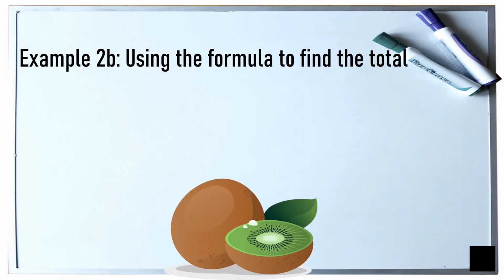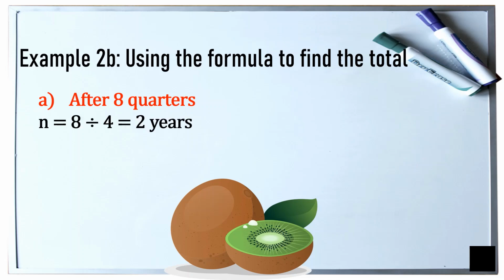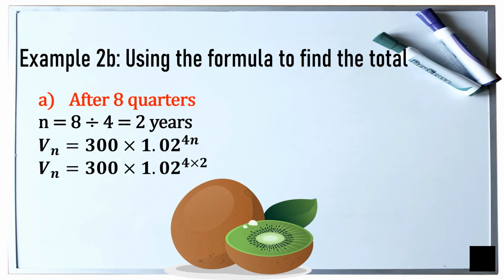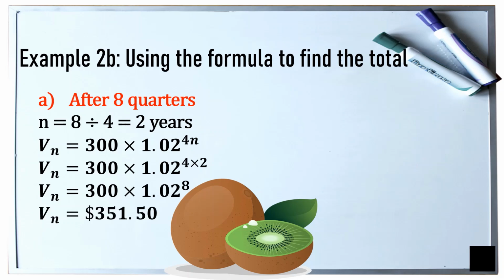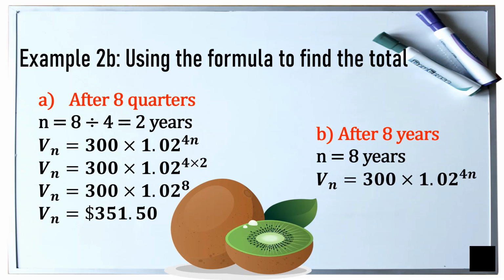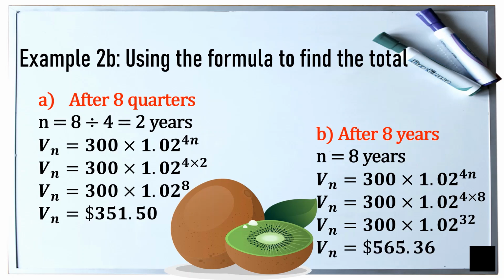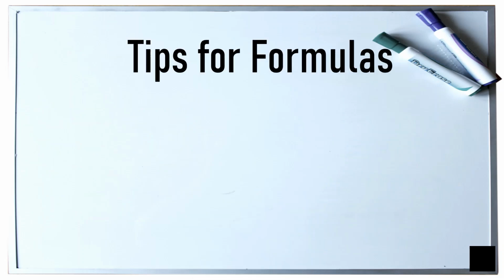Now to show that it actually works. 8 quarters is 2 years, so to work out the n, we need to convert it back to years. When we substitute into this formula, we end up with 300 times 1.02 to the power of 8, which is what we had before. So we end up with the same answer. After 8 years, we don't need to do the conversion this time. We can substitute straight in, and we end up with 32 quarters, which gives us $565.36.